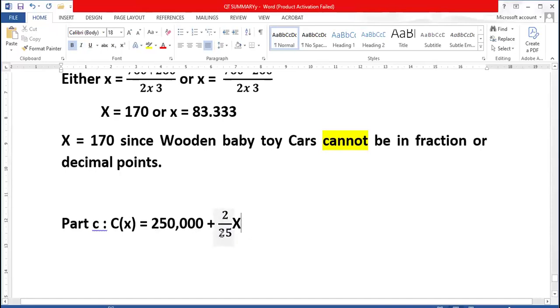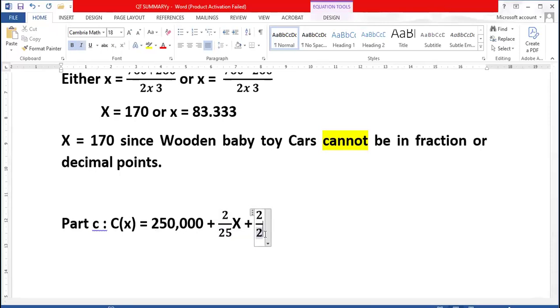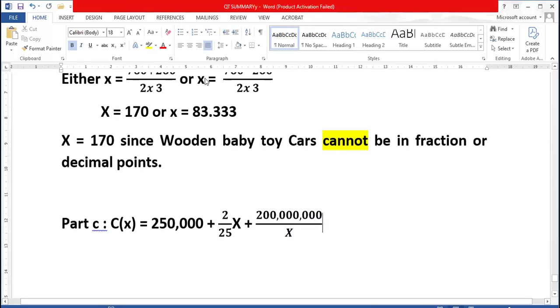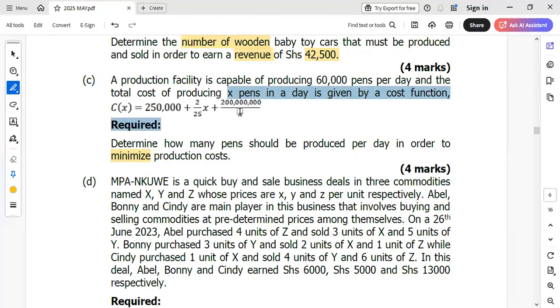250,000 plus 2 out of 25x, plus 200 million. Plus what? 200 million only. That is over what? This is 200 million over what? 200 million over x, over x. Because when you look at the question, it is over. It is 200 million over x.